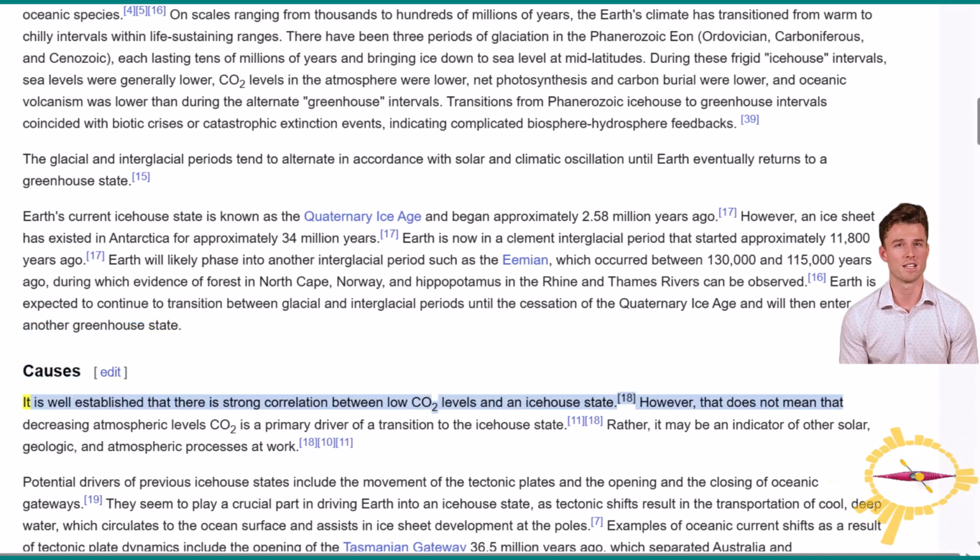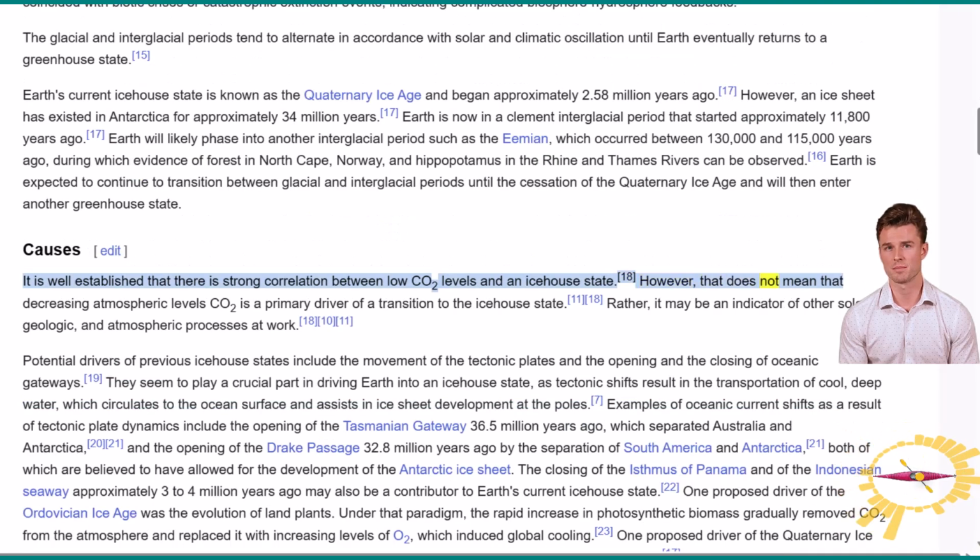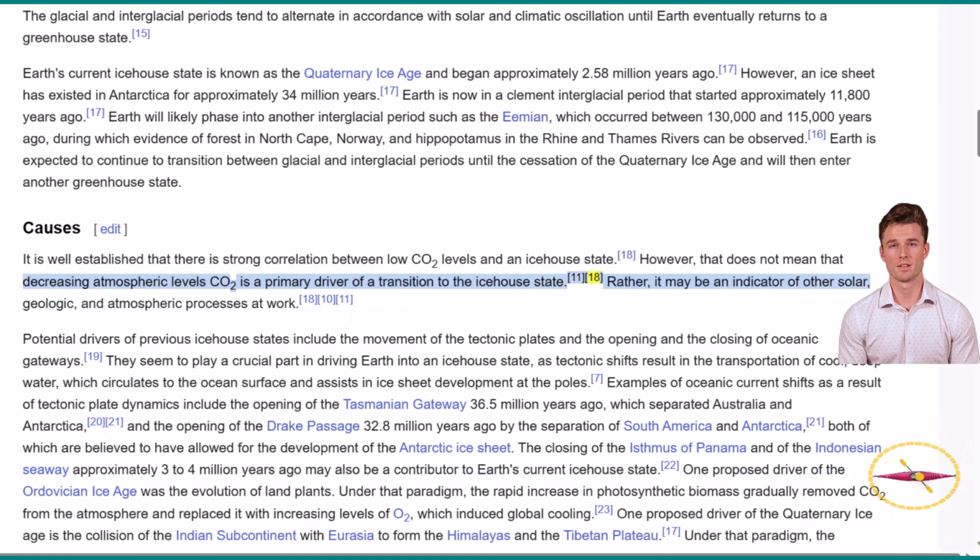Causes. It is well established that there is strong correlation between low CO2 levels and an icehouse state. However, that does not mean that decreasing atmospheric levels of CO2 is a primary driver of a transition to the icehouse state. Rather, it may be an indicator of other solar, geologic, and atmospheric processes at work.